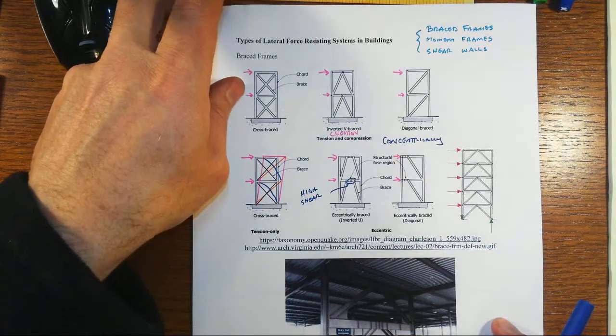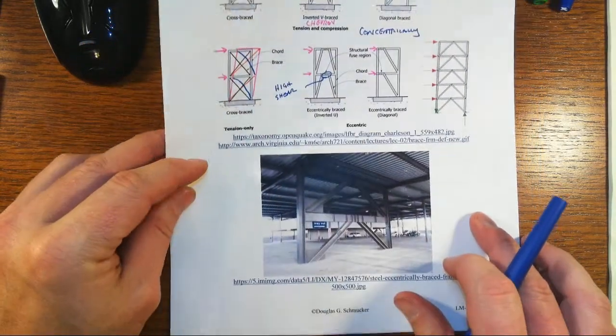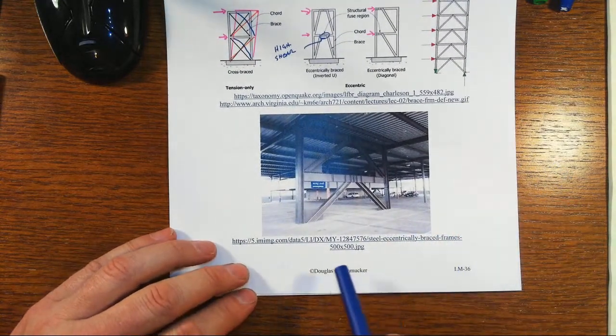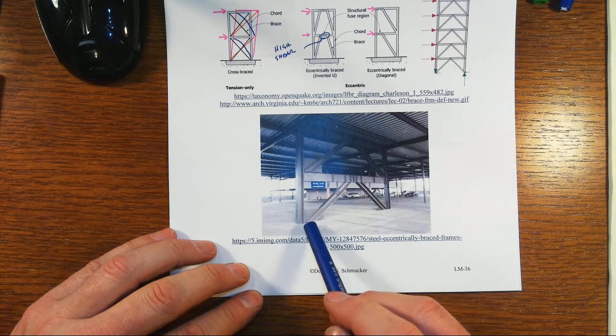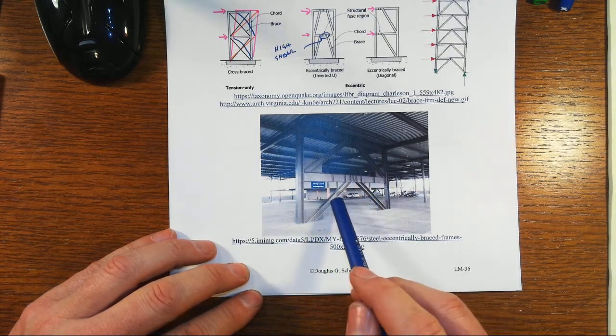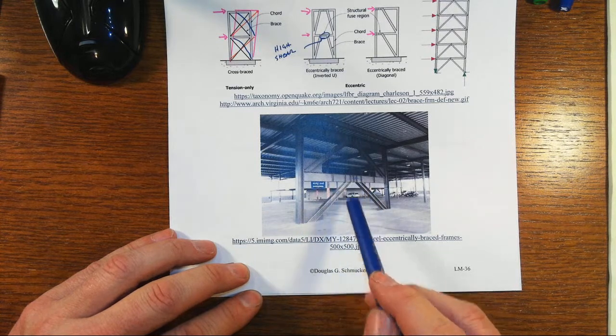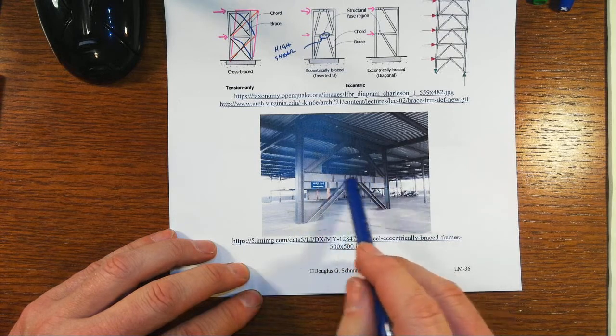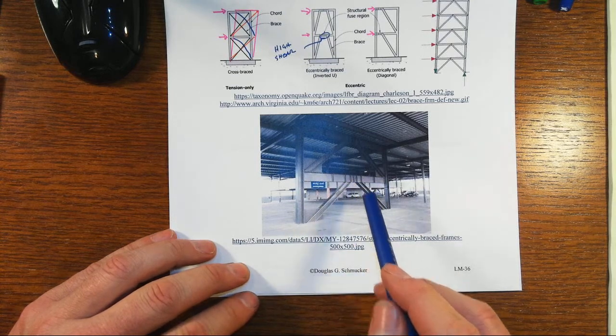Now, all of these systems are fairly robust and strong, and you don't need to have them everywhere in the building, in all the bays in the building. And you see here one that turns out to be an eccentrically braced frame. There's a little bit of separation here. The longitudinal axes of the braces do come very close to intersecting each other, right along the longitudinal axis of the cross member, but not quite.